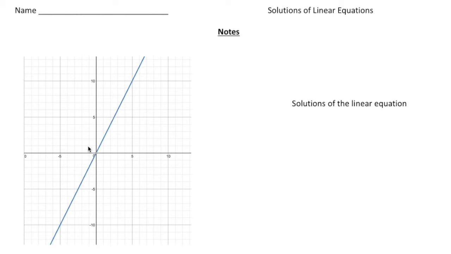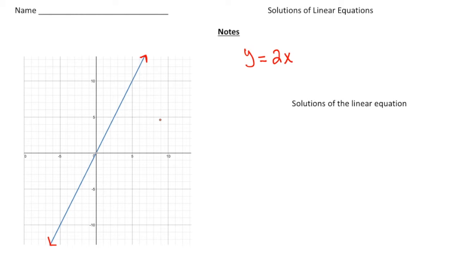And what I want you to notice is that there's a blue line that's graphed on this coordinate grid. And this blue line represents the equation y equals 2x. And remember, this graph goes on forever in both directions. I'm going to put some arrows there, so please do the same. So every single point on this graph is a solution to the equation y equals 2x, and every single point that's not on the graph is not a solution.